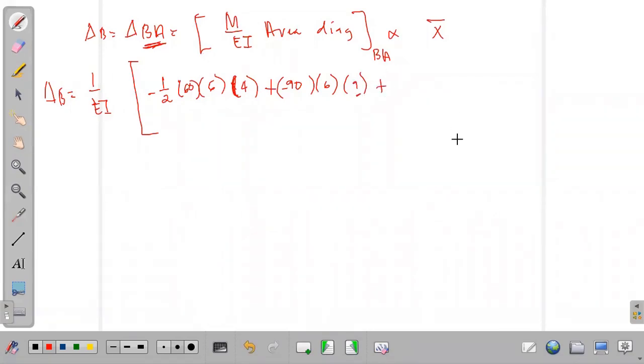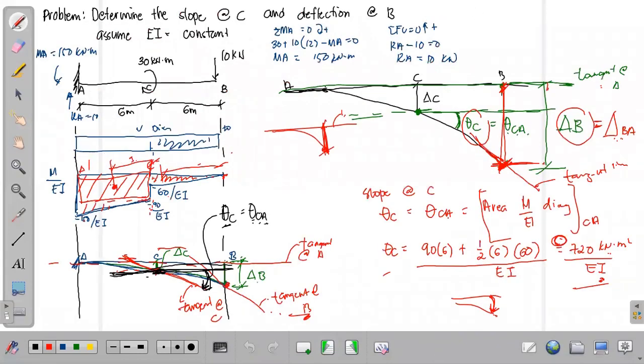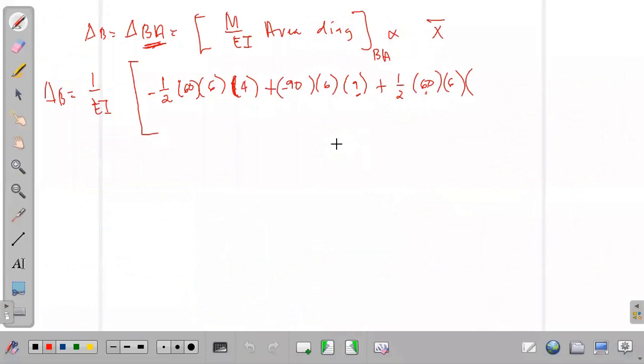Plus, yung maliit na triangle doon sa taas, that is 1/2 of 60, that is 150 minus 90. Kaya 60 ito, times 6, times, ano yung magiging centroid natin dito? So, ito, 2/3 of 6 mula dito is 4. Diba? Plus 6, kasi from B tayo, plus 6, that is 10. So, we have 0.5 times 60 times 6 times 10. So, kindly solve for our delta B. Solve for our value. This is over EI.